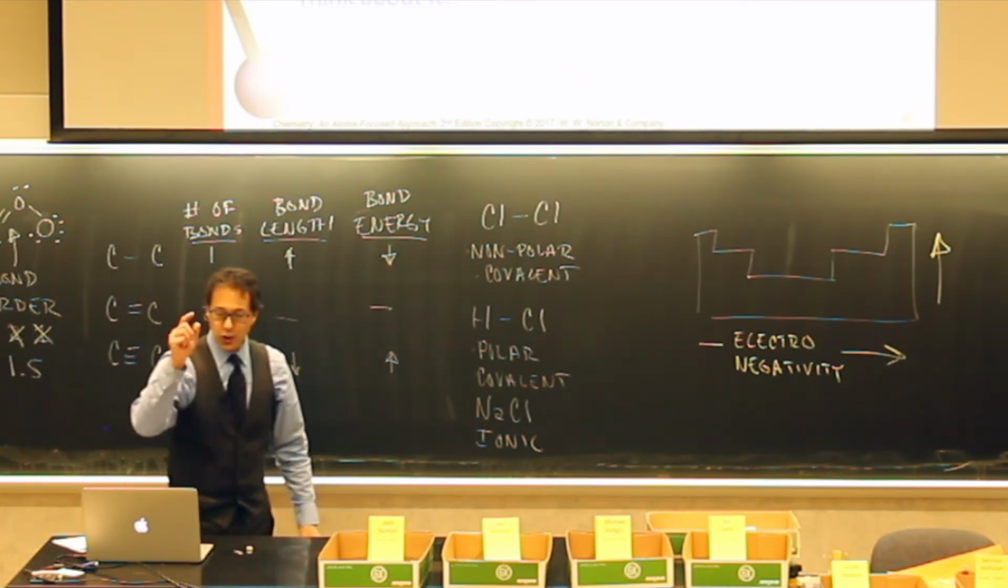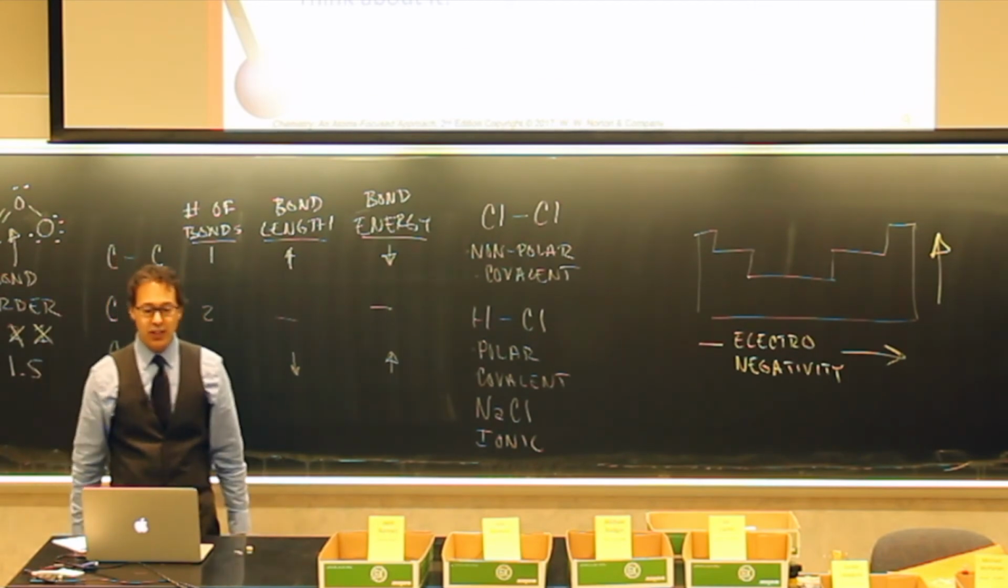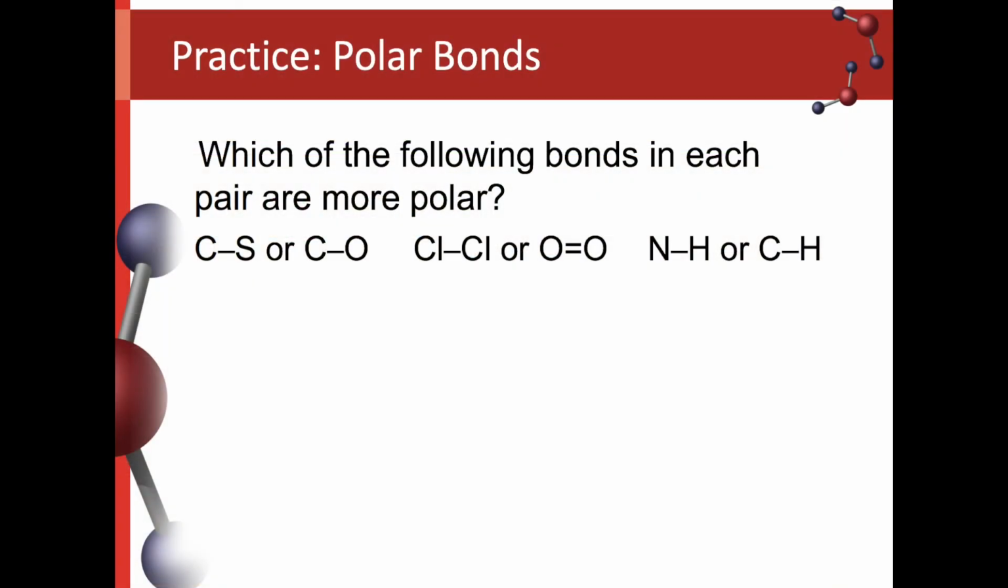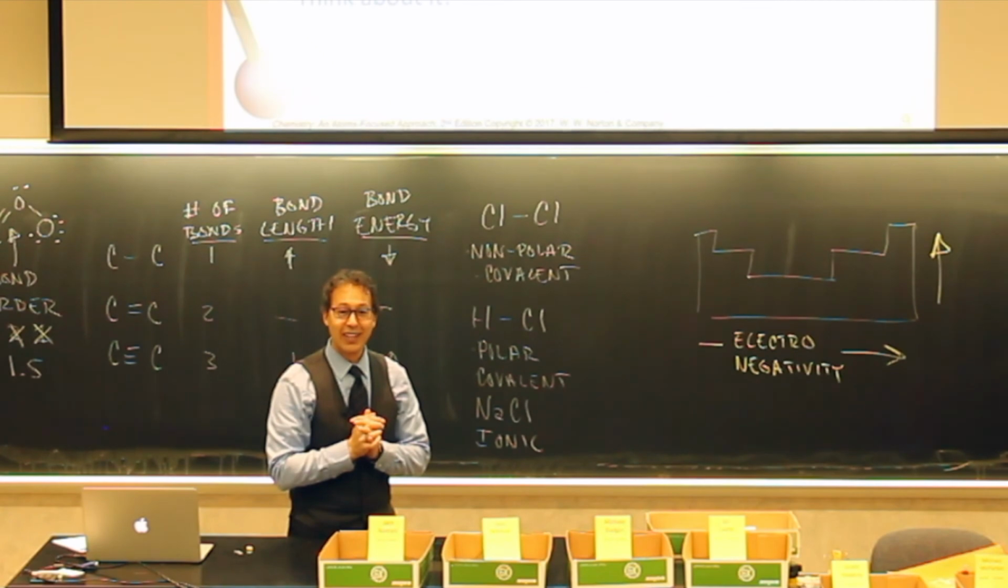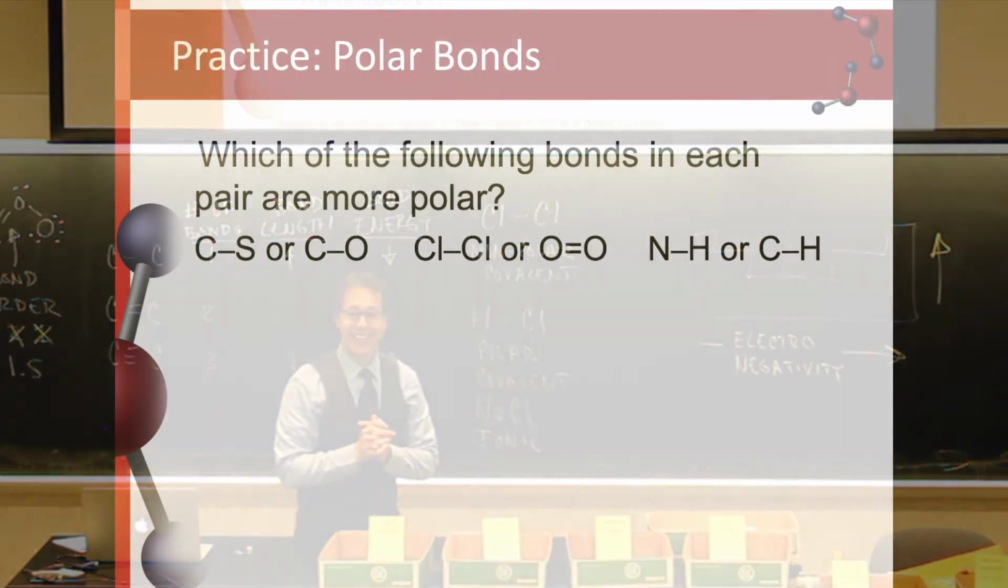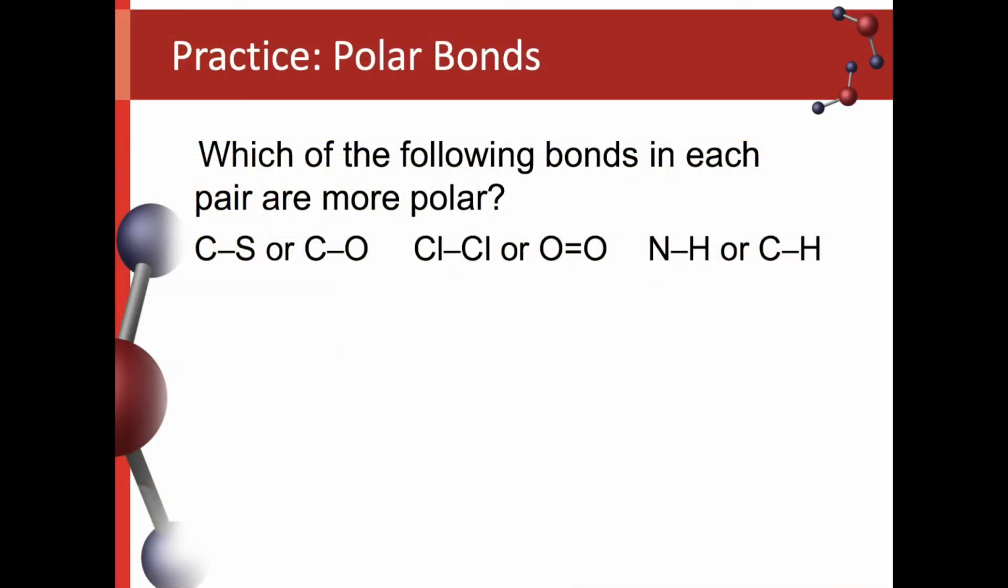Okay, so let's try this. This is a great test type question. It says, which of the following bonds in each pair are more polar? Which ones are more polar? I need your help. Can you help me find somebody to answer this question? Isaac. Carbon and sulfur or carbon and oxygen. Which one is going to be more polar?